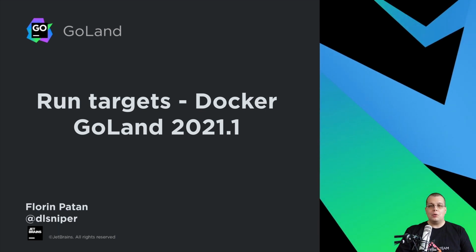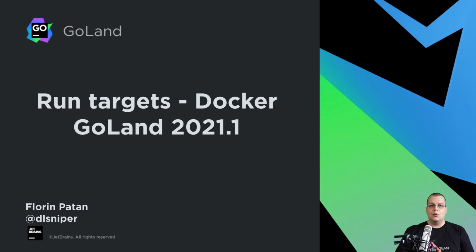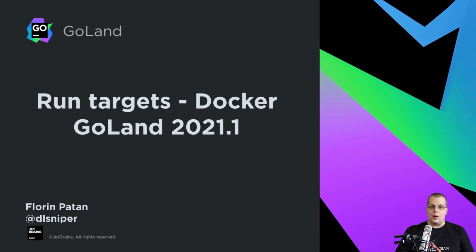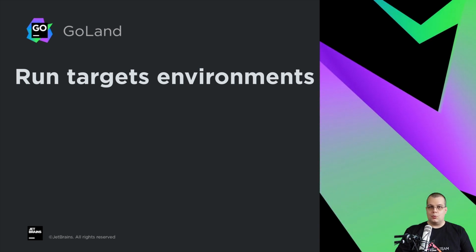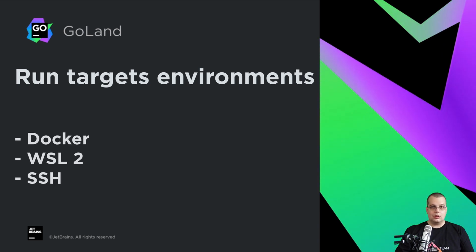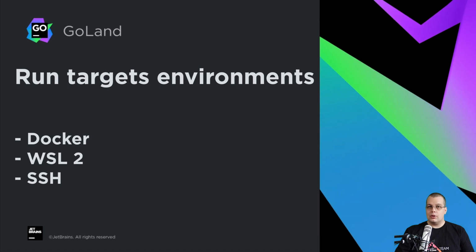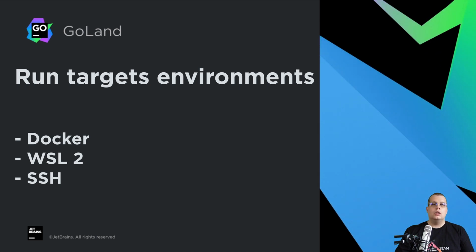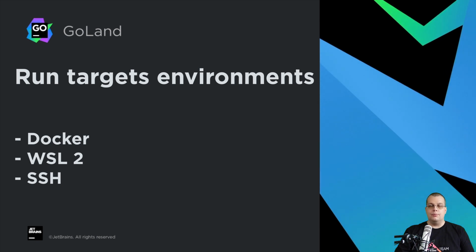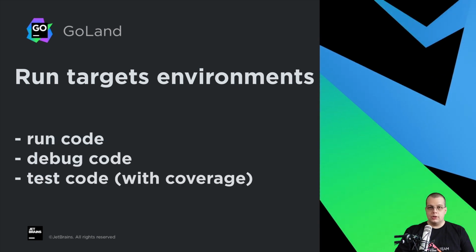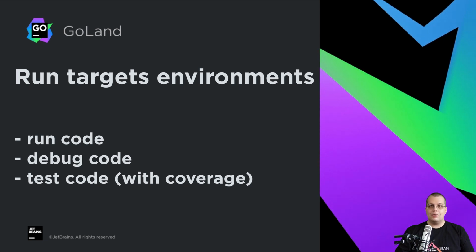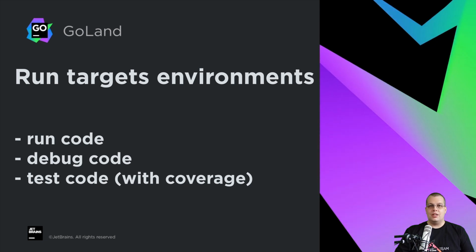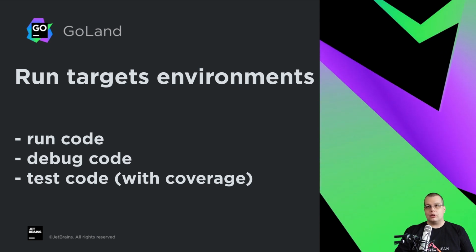In today's video, I would like to show you how run targets work in GoLand 2020.1. Run targets is the latest feature in 2020.1, and it allows you to use Docker containers, WSL2 environments, or remote servers using SSH connections to compile and run your code. It works for debugging too, and you can also run tests, even with coverage. And we'll cover all of these in today's video, but only for Docker containers.